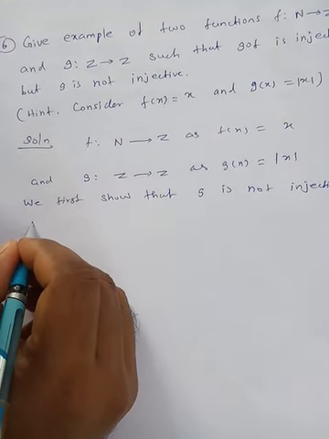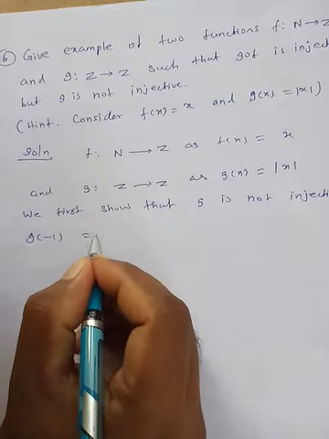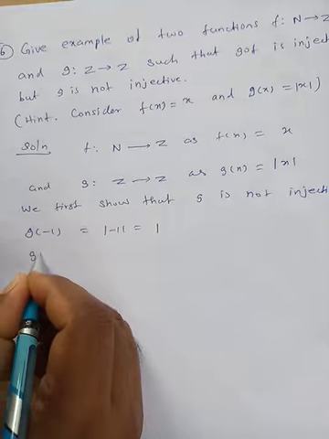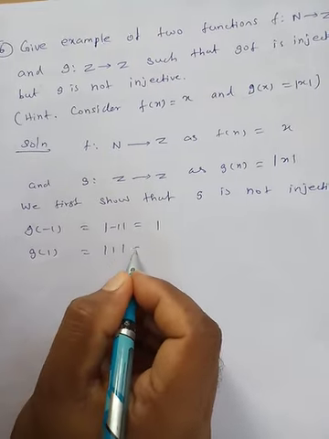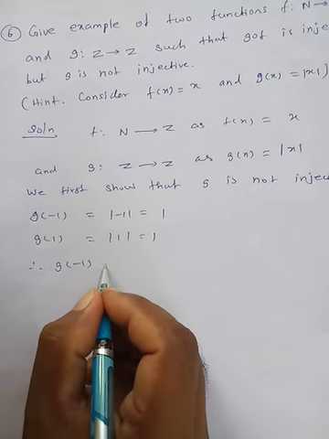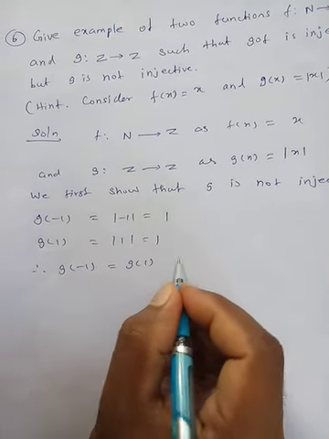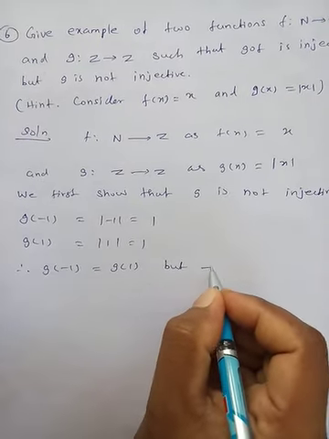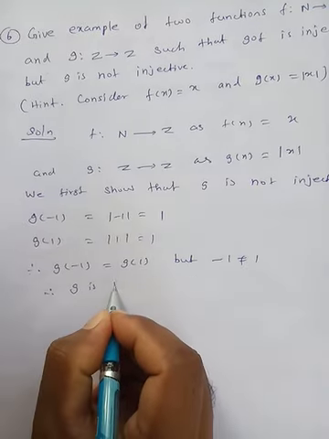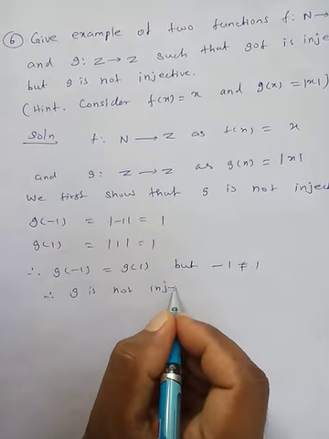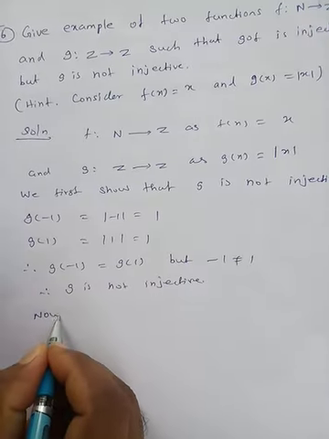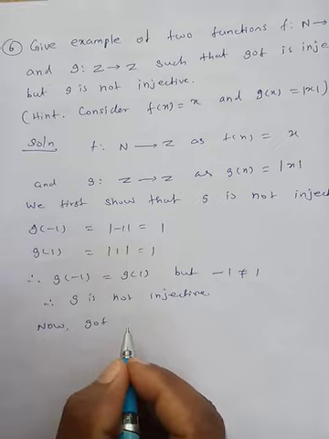Now g of minus 1 is equal to modulus of minus 1, which is 1, and g of 1 is equal to modulus of 1, which is 1. Therefore g of minus 1 is equal to g of 1 but minus 1 is not equal to 1. Therefore g is not injective.